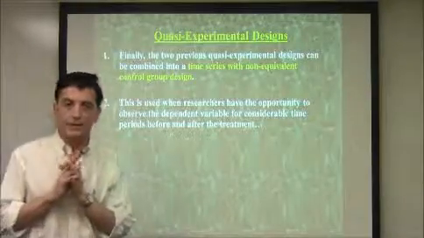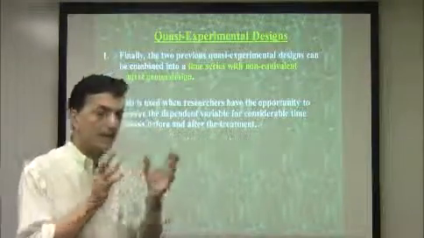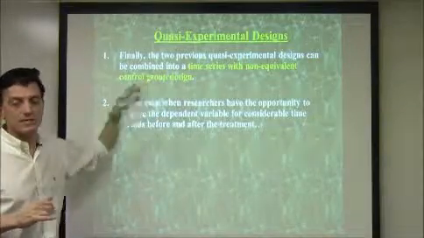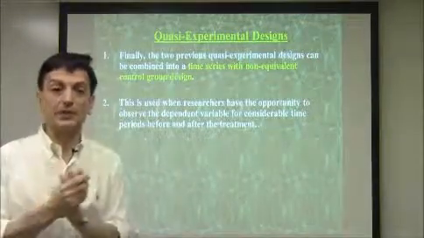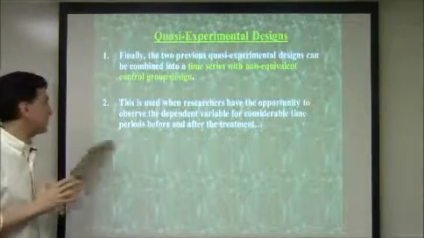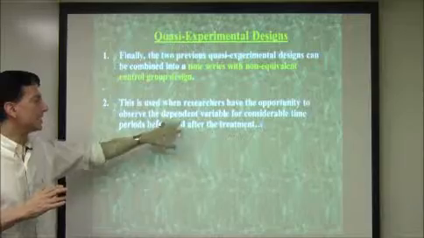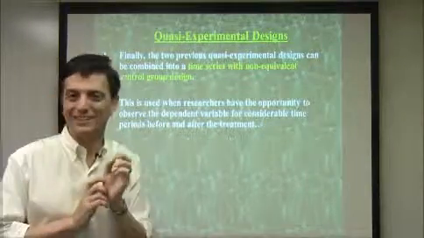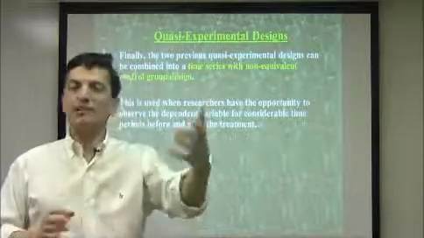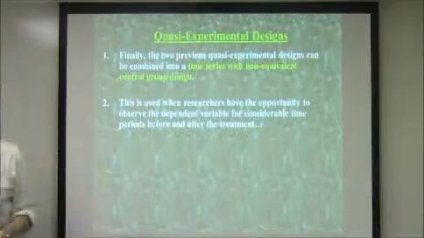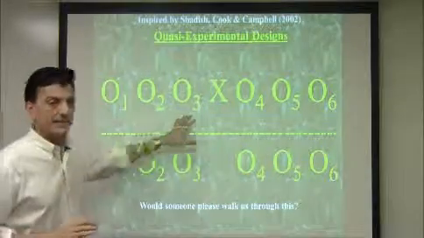Okay, now what we can do is combine these two kinds of ideas, the time series with the non-equivalent control group design, and see that this combination can also be very powerful. This is used when researchers have the opportunity to observe the dependent variable for considerable time periods before and after the treatment, and also when we have a control condition of sorts. And this next slide is going to be a little bit busy, so we'll take a moment walking through the different steps. Okay, first, let's get it schematically.